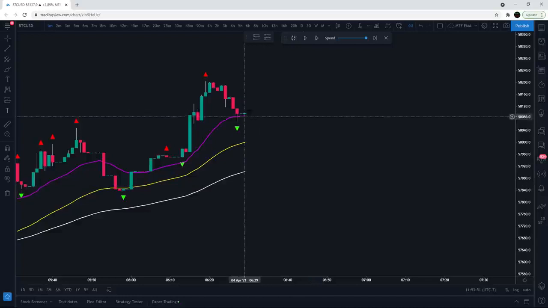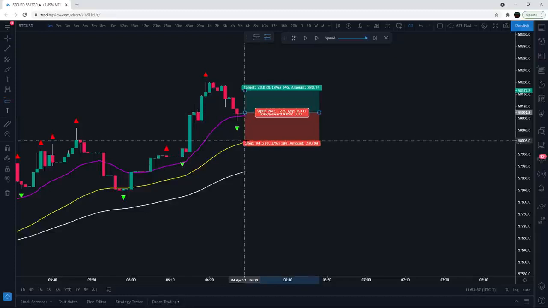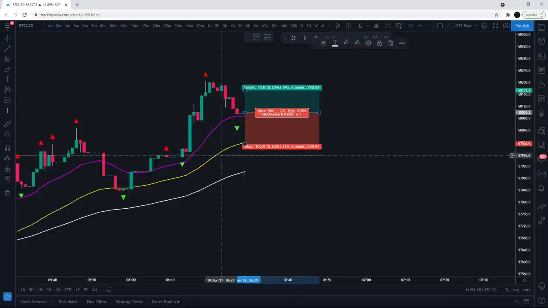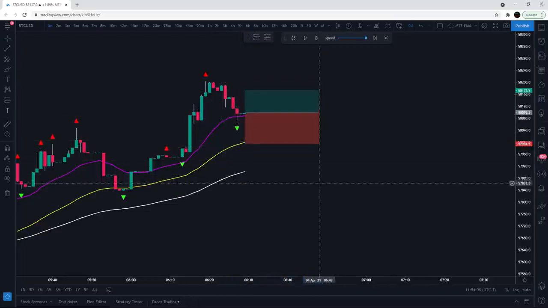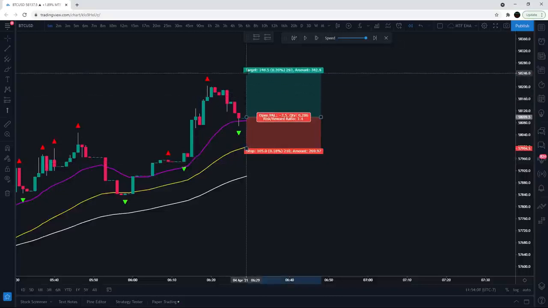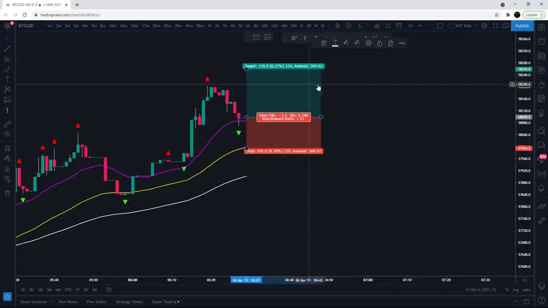So let's take this signal now. This is the next one that we could take. We just got a long signal on this green candle here. And in this example, stop loss goes below the 50 EMA because price pulled back into the 20, but it never came below or touched the 50 EMA. So targeting 1.5 times the risk here. And let's play it out.